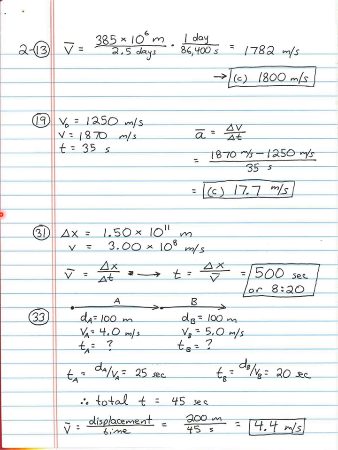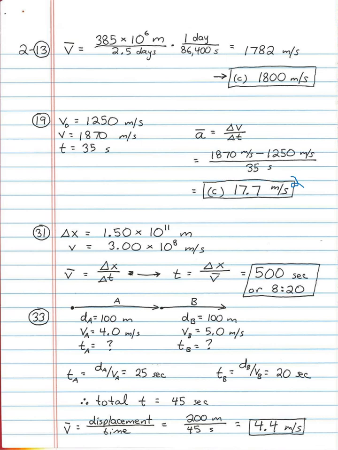Number 19. The average acceleration to boost a spacecraft from 1250 meters per second to 1870 meters per second in 35 seconds is what? I'm going to start by saying V naught and V, and then the time. Average acceleration is change in velocity over the time increment. I actually did the units wrong here, so let me put in meters per second squared. Okay, so change in velocity over time, and we end up with 17.7 meters per second squared.